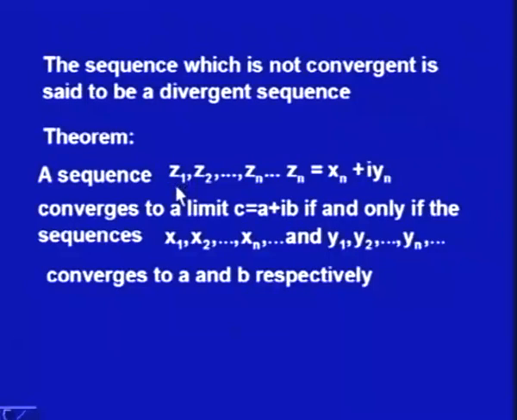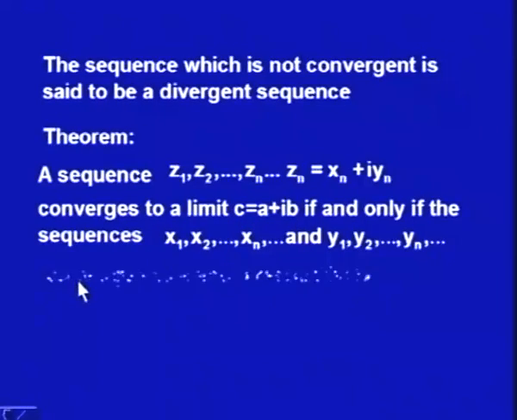The idea is that if we have a complex sequence, then it is equivalent to two sequences x1, x2, xn of real parts and y1, y2, yn of imaginary parts, and if these two sequences converge to a and b respectively, then the sequence of complex numbers will converge to c equal to a plus ib. Now, I am not proving this result.